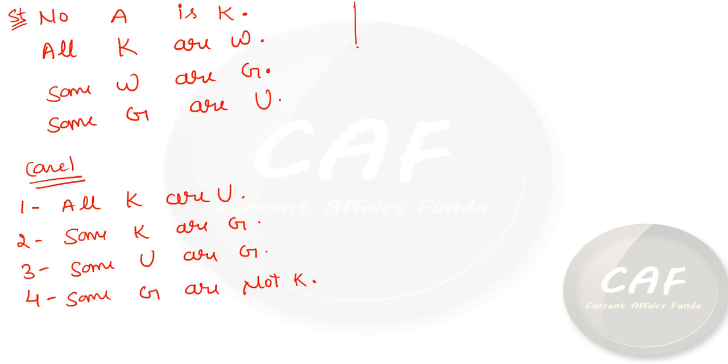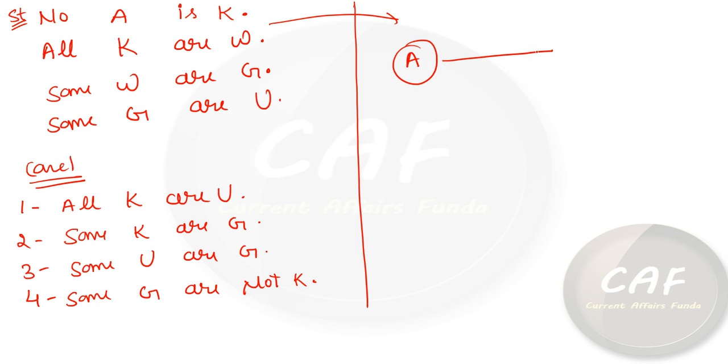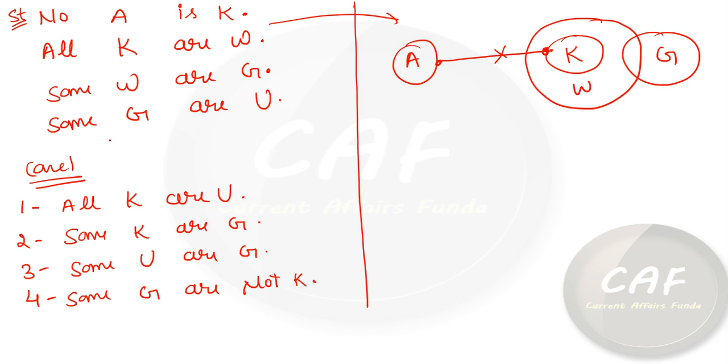So friends, first of all we need to make a Venn diagram here for these statements. Fine. So first one is no A is K. That means this is your A here and no A is K. Second thing is saying all K are W. So we will write here all K are W. And next statement is saying some W are G. So we will write here some W are G. And the final statement is saying some G are U. So we will write here some G are U. Fine. So our Venn diagram is ready.